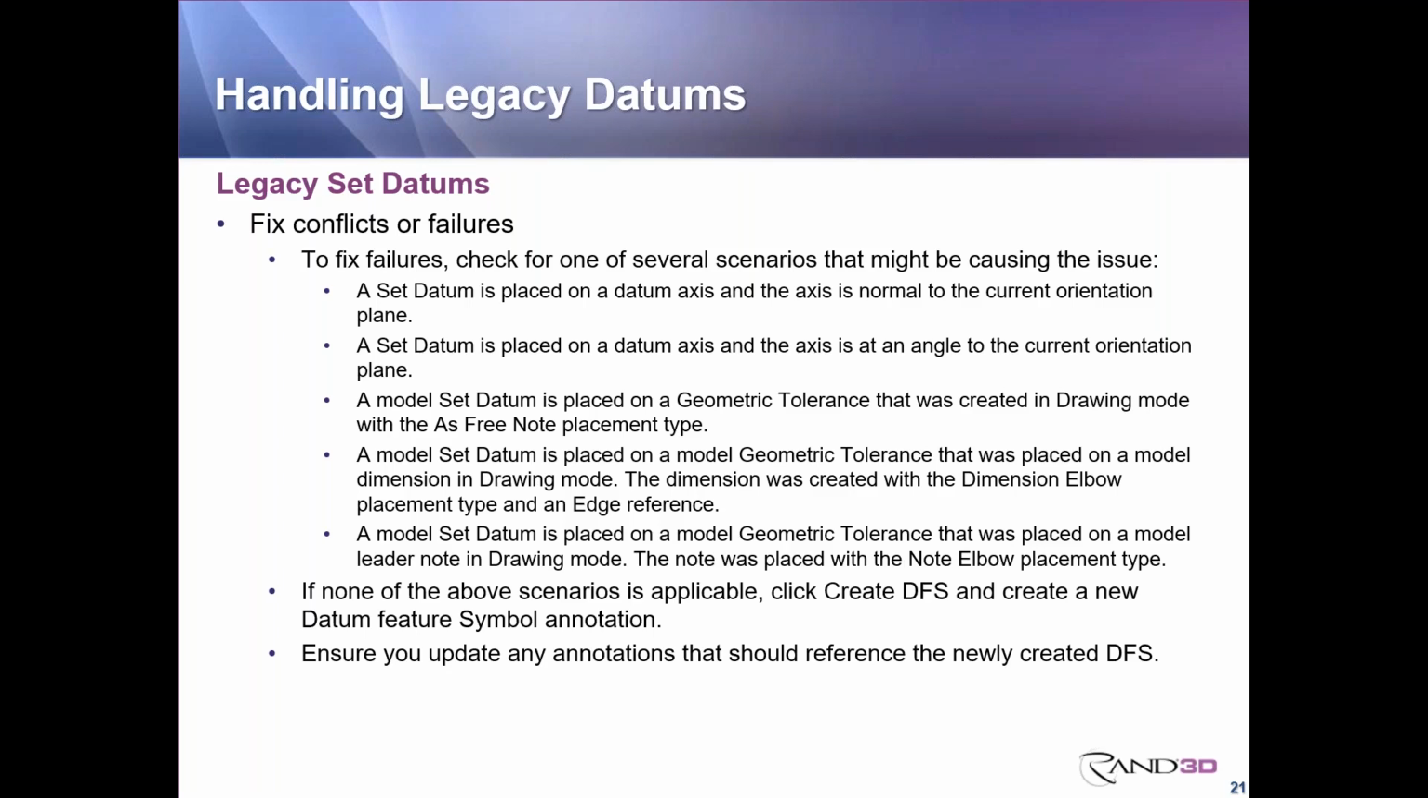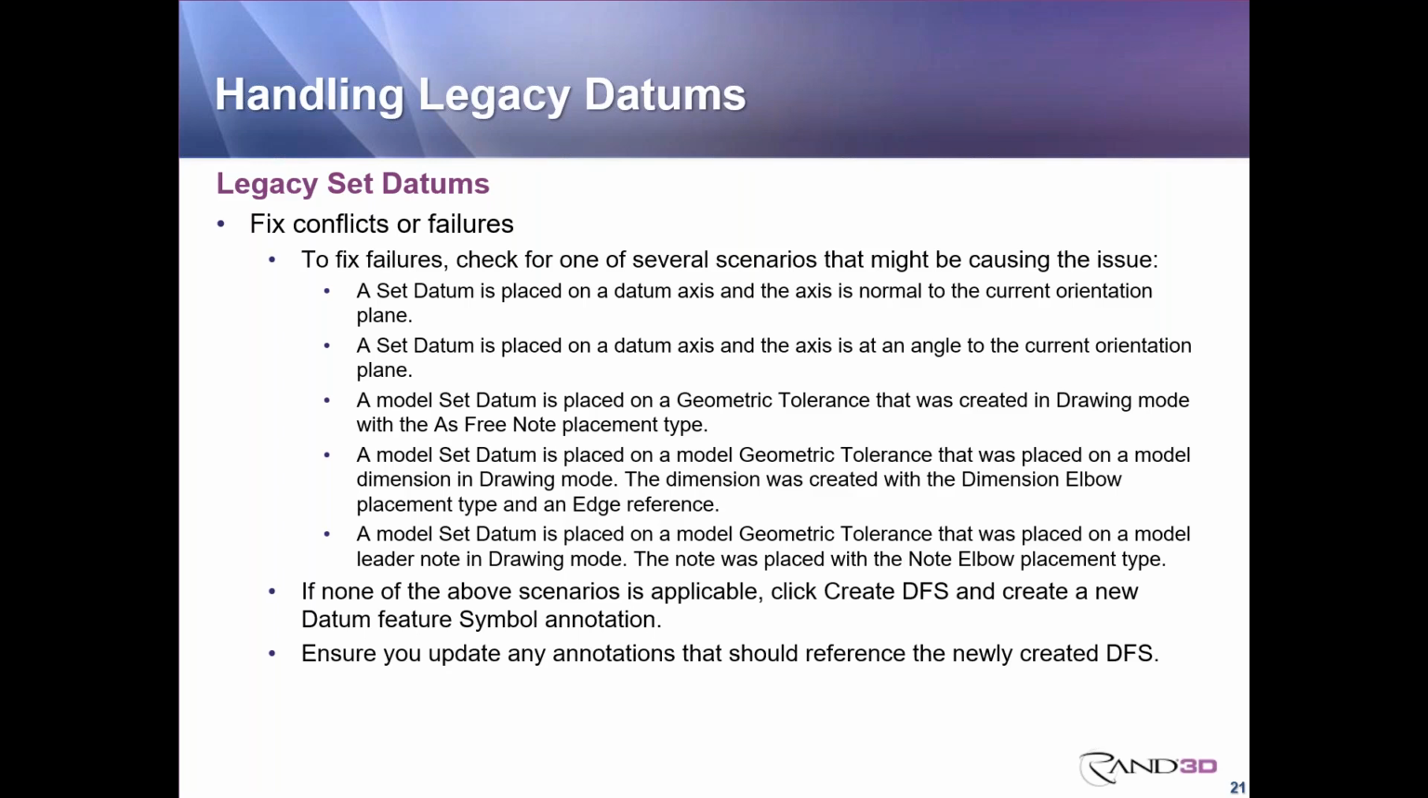In the model tree, select that draft geometric tolerance, and then you'll see the edit references option in the launched mini toolbar. You can click that and then select an edge directly on the model to temporarily place the geometric tolerance. And from there, you can select the geometric tolerance and edit the reference to select the dimension where you want to place the geometric tolerance. And then from the geometric tolerance, you can set up the dimension elbow. So you do have some options.